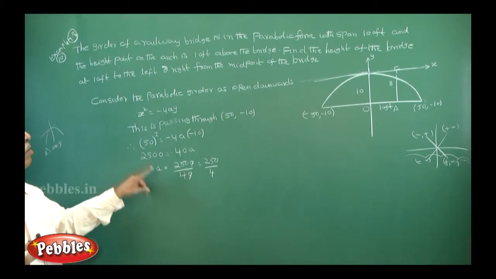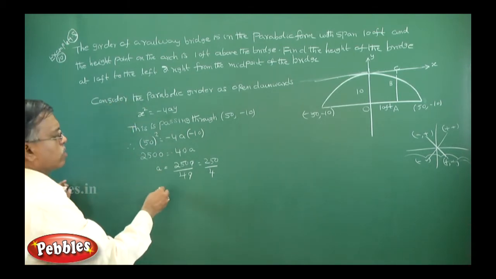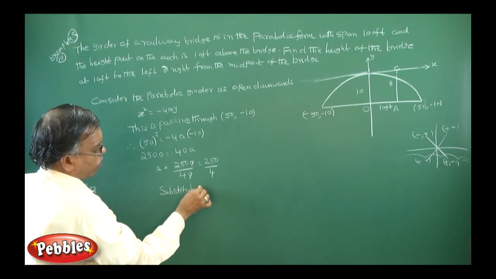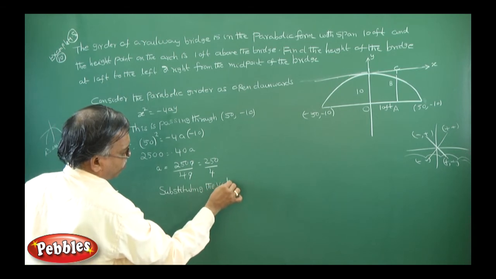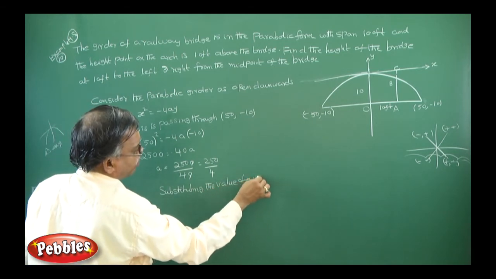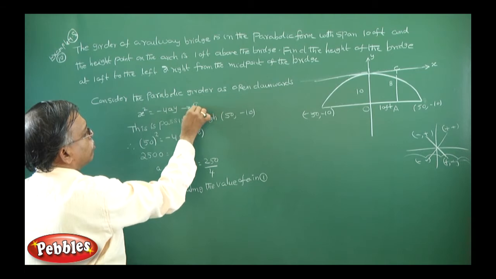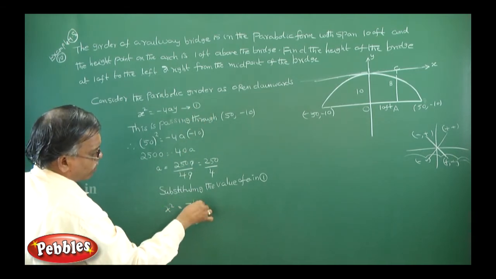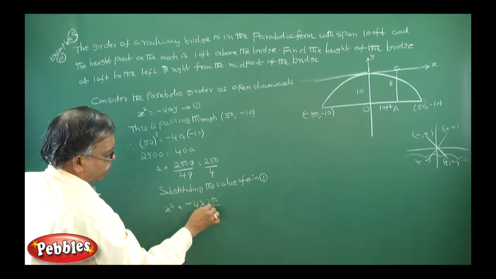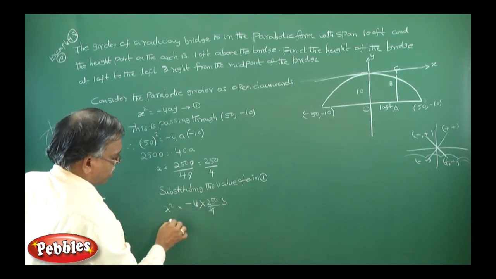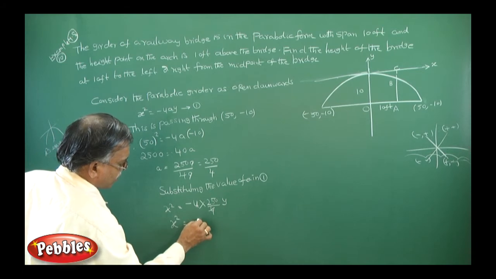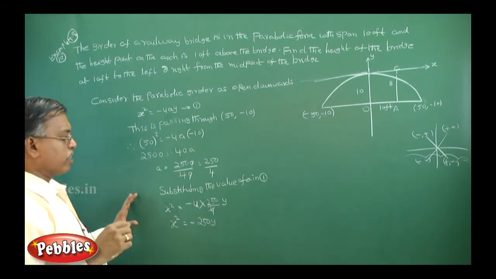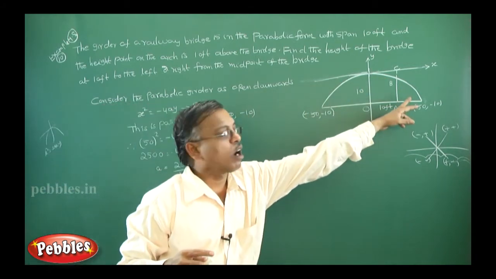So this value, where should you substitute? Here. Okay, so substituting the value of a in 1, for example this is 1, what is the value you are going to get? x square is equal to minus 4 into what is the a value you got? 250 by 4 into y, 4 cancel. Now x square is equal to minus 250y. So this is the corresponding equation of this parabola.